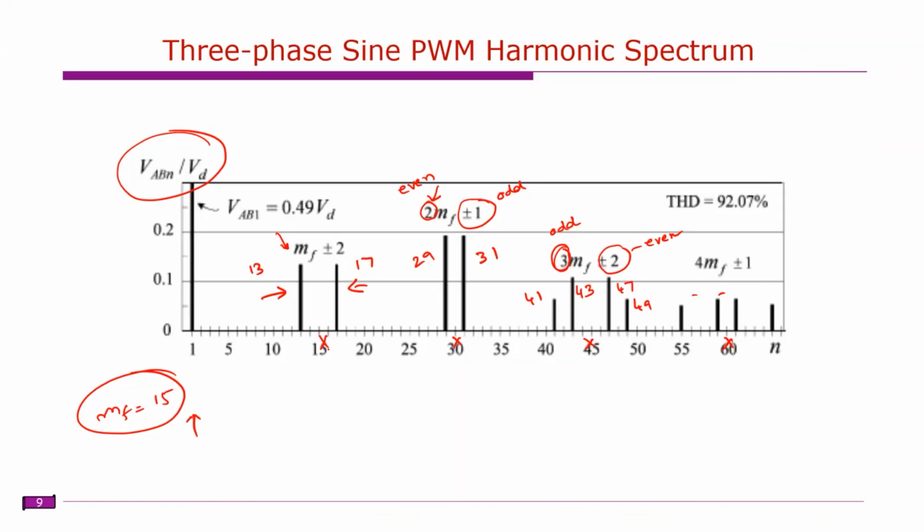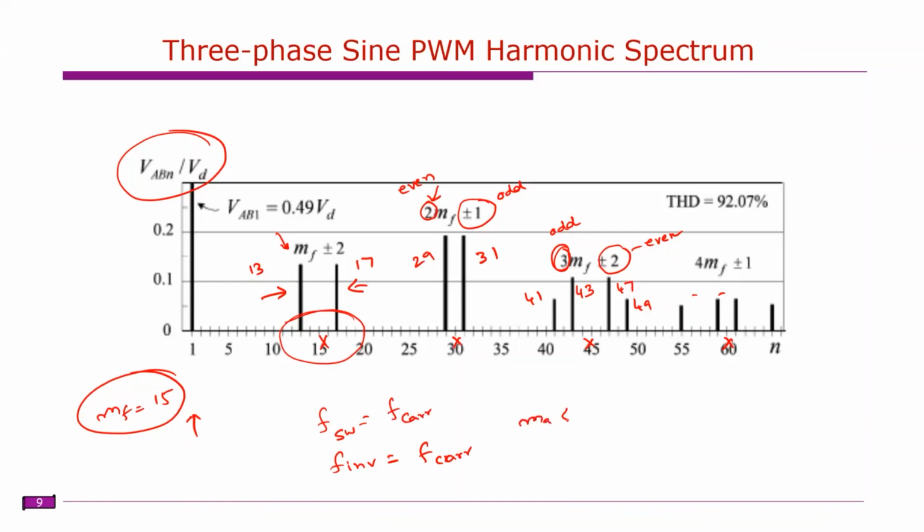Here these bands are present. So what is the inverter frequency here? Based on this, we can identify the inverter frequency, right? What is the inverter frequency here? 150. Carrier frequency. The switch frequency is also equal to the carrier frequency, right?